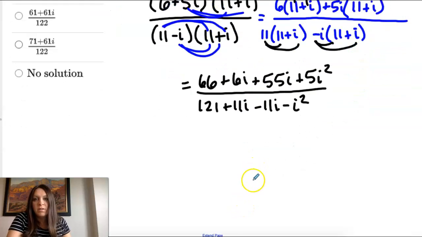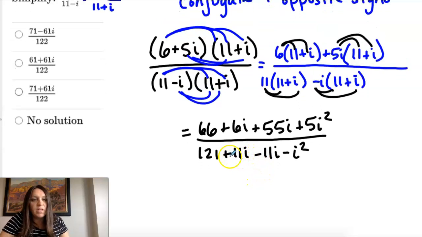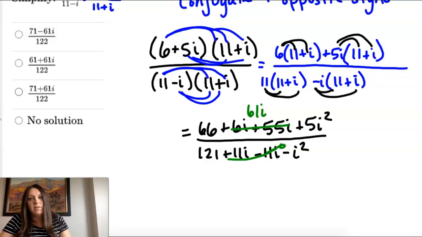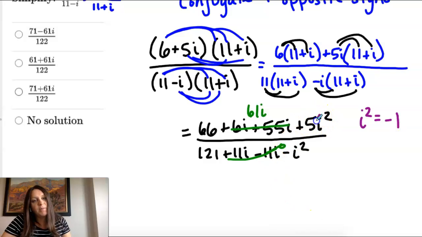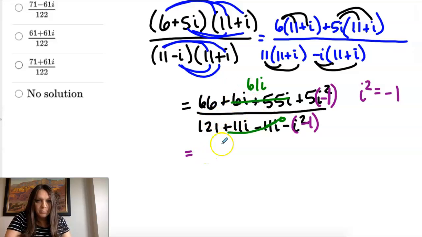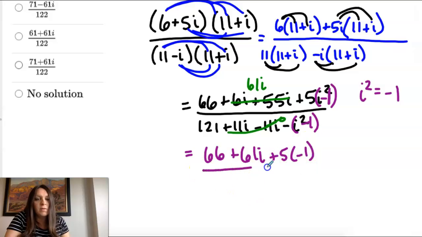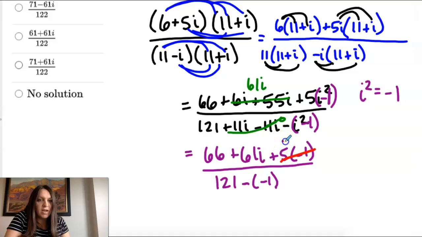And we'll start getting some like terms out of the way. So 11i minus 11i, that's 0. 6i plus 55i is 61i. And then we're going to use our property of i squared. So where I have an i squared here, I'm going to replace that with negative 1. And I'll rewrite it because that's a little hard to see. So 5 times negative 1, and then 121 minus negative 1.